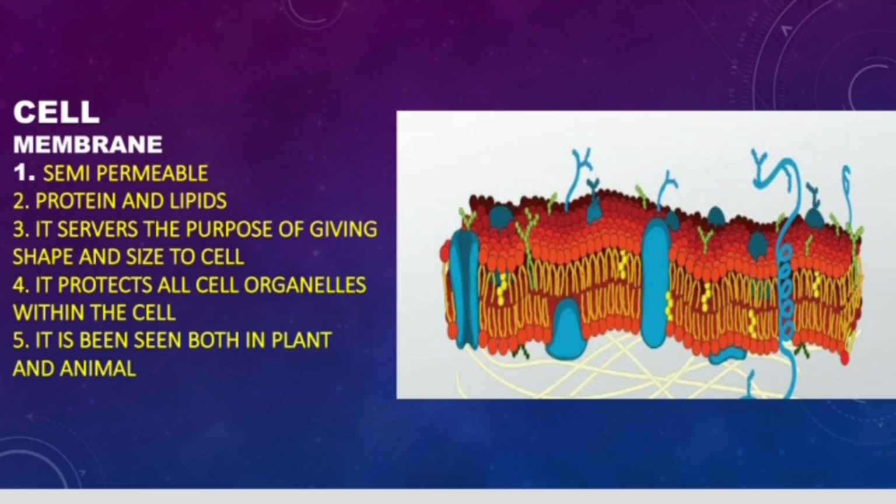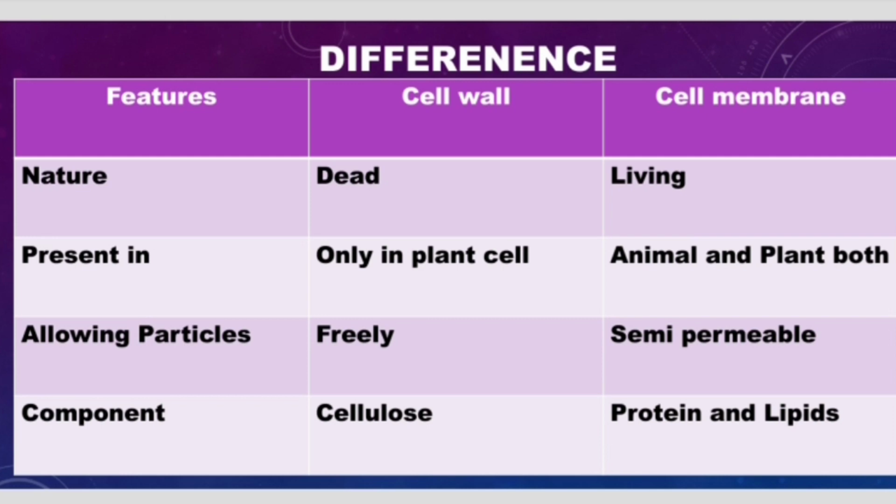So we now have some basic idea about the cell membrane and the cell wall, right? Let us now differentiate between these two. If I talk about nature, the cell wall is completely dead because it is made up of cellulose, and the cell membrane is living because it has protein and lipid layers. The cell wall is present only in the plant cell or plant body, and the cell membrane can be seen in both plant and animal. Last is allowing particles: the cell wall is freely permeable because it is dead, and the cell membrane is semi-permeable.